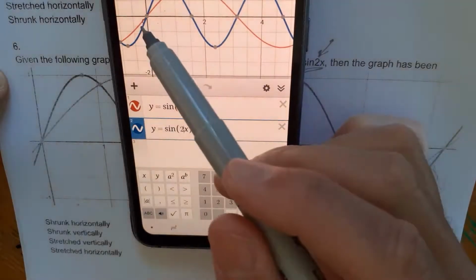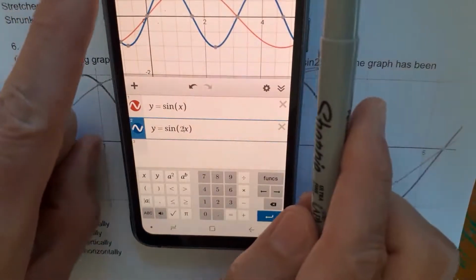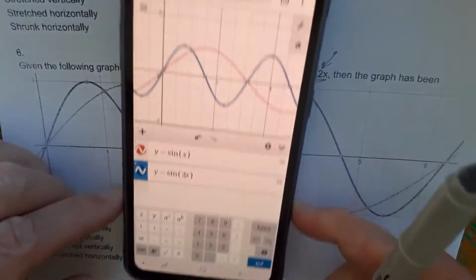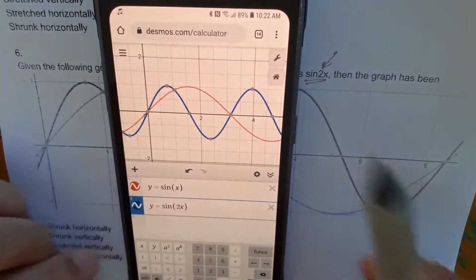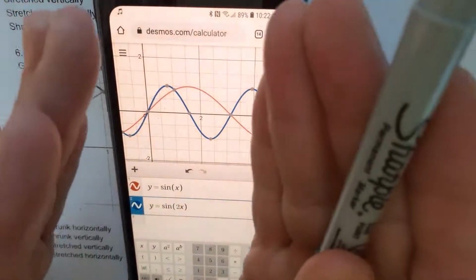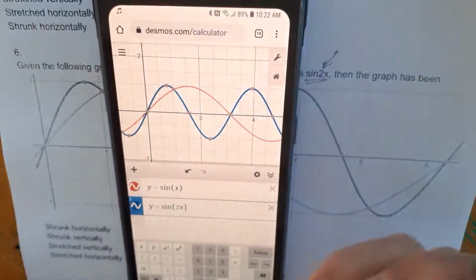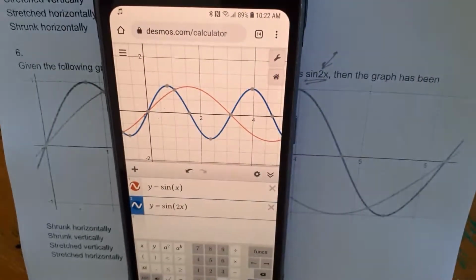Ha! So here's the red coming this way. Notice that now this graph has been, let me make it a little bit better for you. So the red is the original. The blue is being shrunk horizontally. It's being squished together or scrunched up. So now we have the same height.